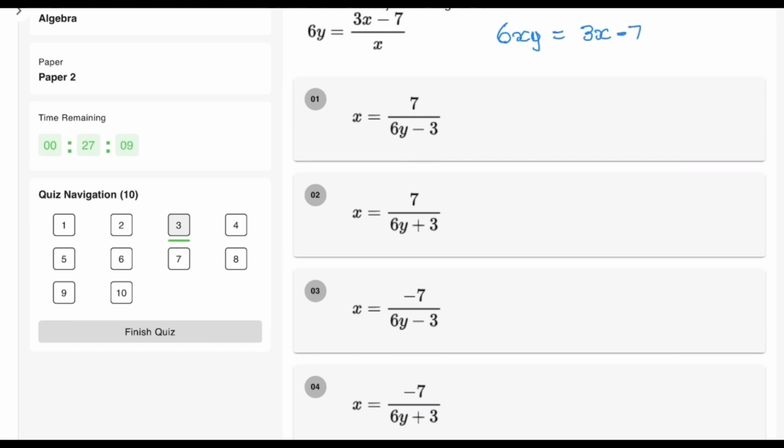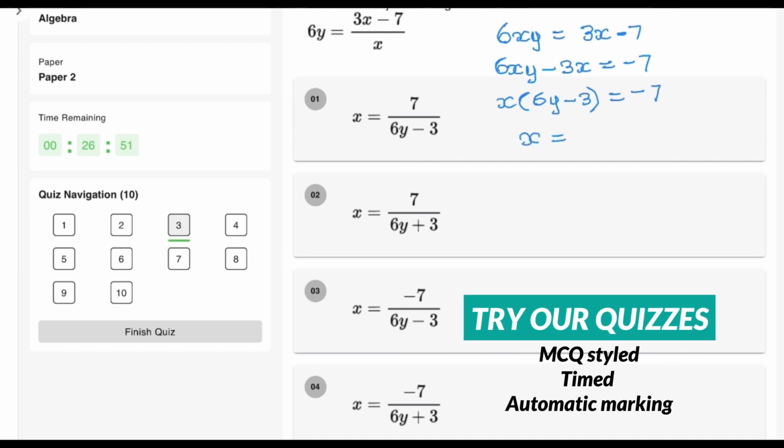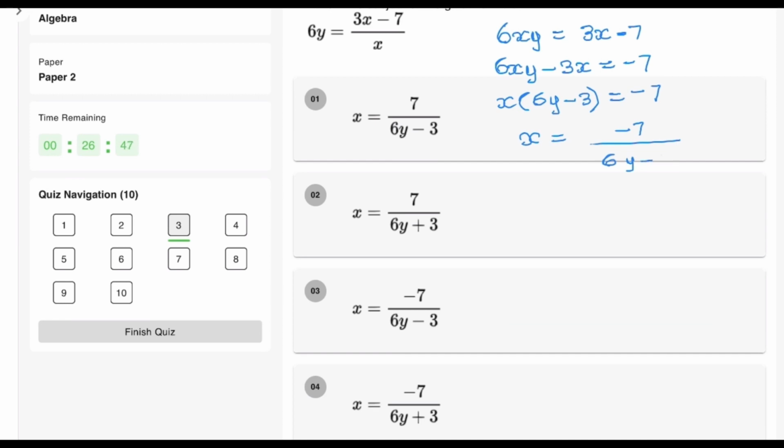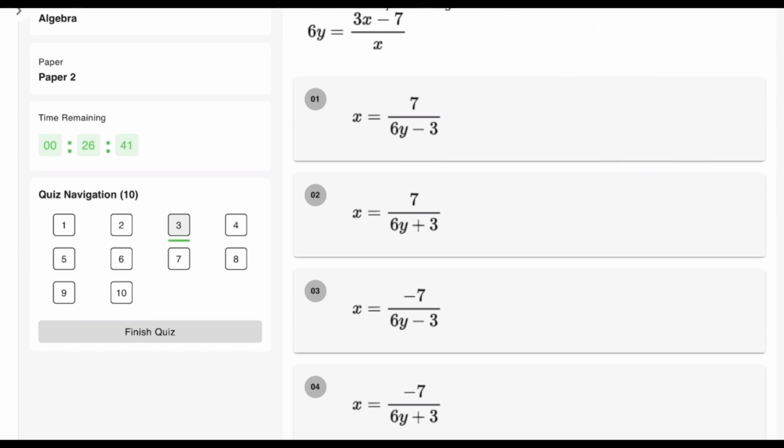And then I'm going to move the negative 3x to this side, right? Then I'm going to factorize the x out, so that becomes x times 6y minus 3 is equal to negative 7. And then I need to get rid of this to the other side, so I'm going to divide by 6y minus 3. So therefore, my solution is negative 7 over 6y minus 3, which is option number 3.